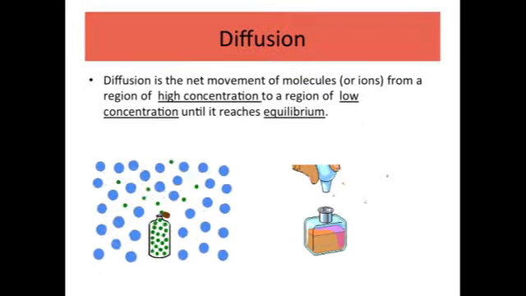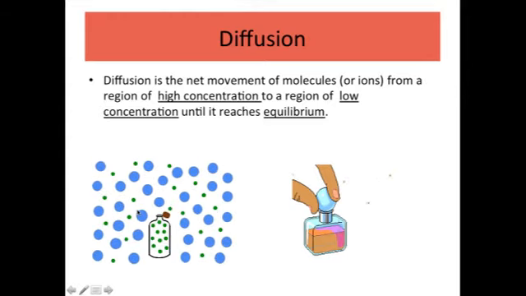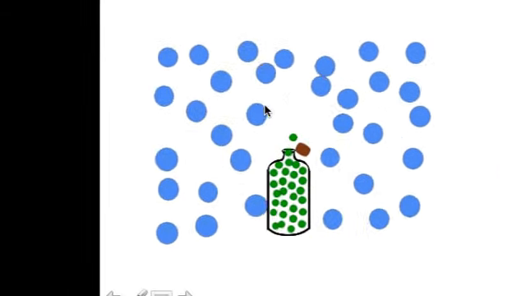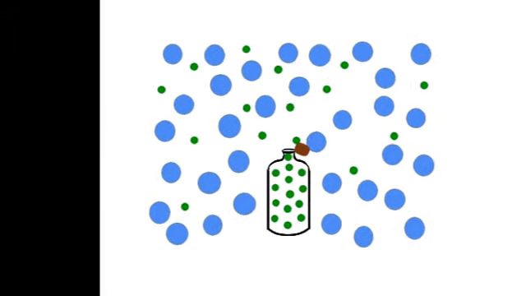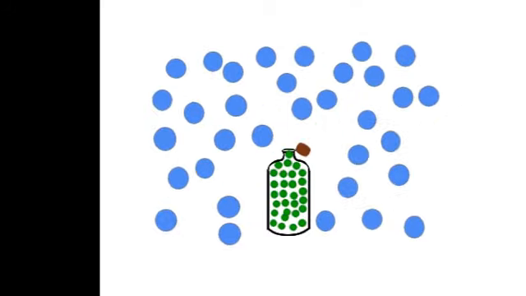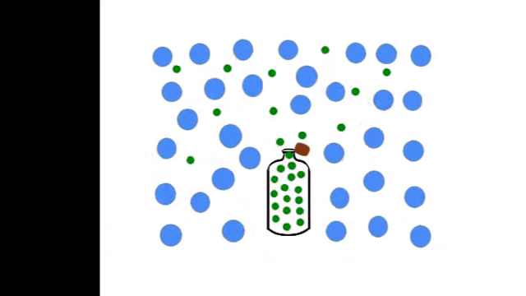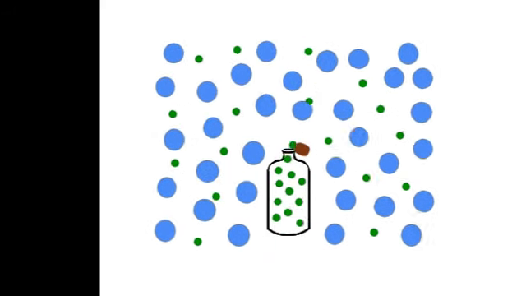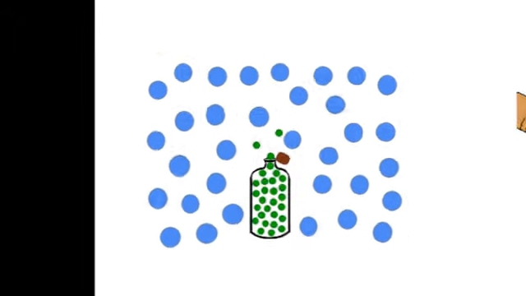Another picture is here. If I look at all of these molecules, the blue molecules would be representing the molecules in air, and the green ones are ones that are being released. The ones in the container are a high concentration, outside is a low concentration. Then when the ones are released, they're going to move and randomly bounce off each other until it reaches a bit of an equilibrium and there's a balance of each type of molecule.